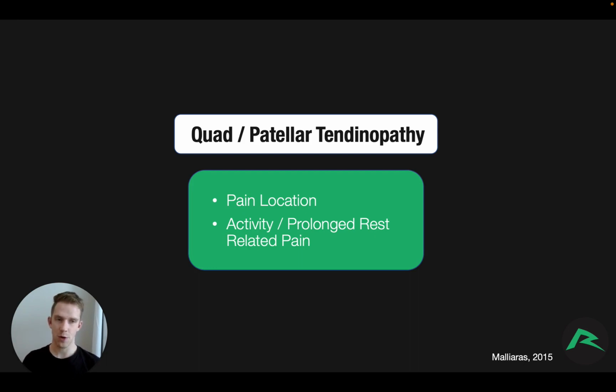And you notice that both may present pain with prolonged sitting, squatting, and stairs, which is similar to patellofemoral pain syndrome. So ultimately, very similar diagnoses.